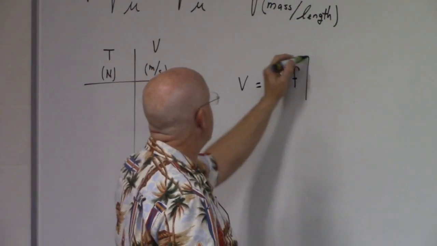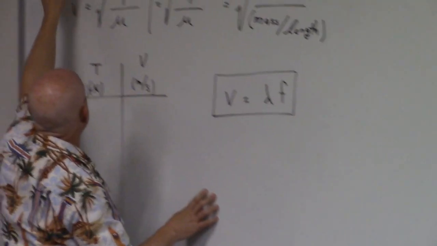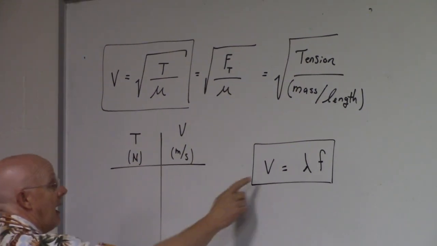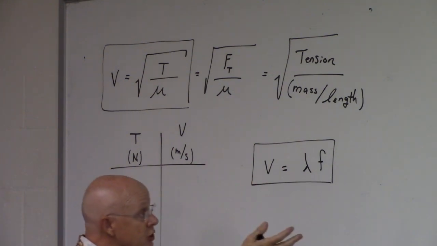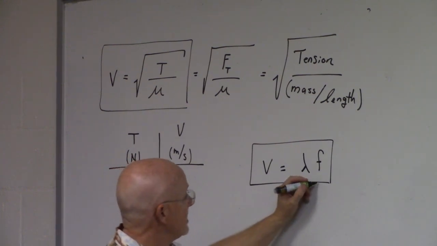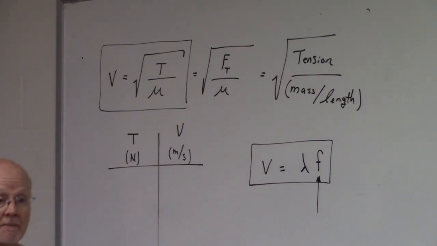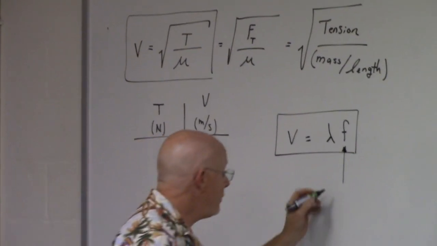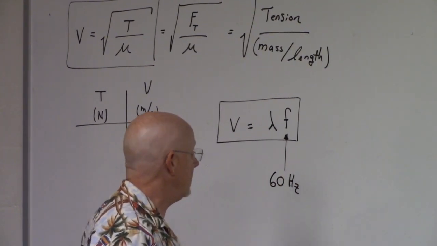But let me highlight this equation. Actually, maybe I'll highlight both of them. But this is ultimately how we're going to get the velocity. So what we're going to be measuring is the wavelength and the frequency. And in a moment when I start to set up the equipment, you will see, and I will point out, that we're going to put our little oscillator and plug it into the wall.